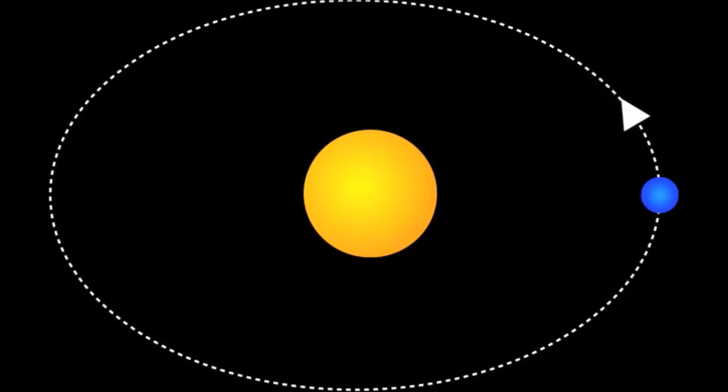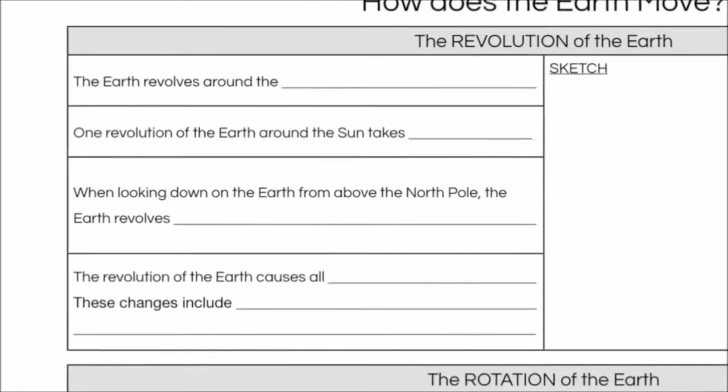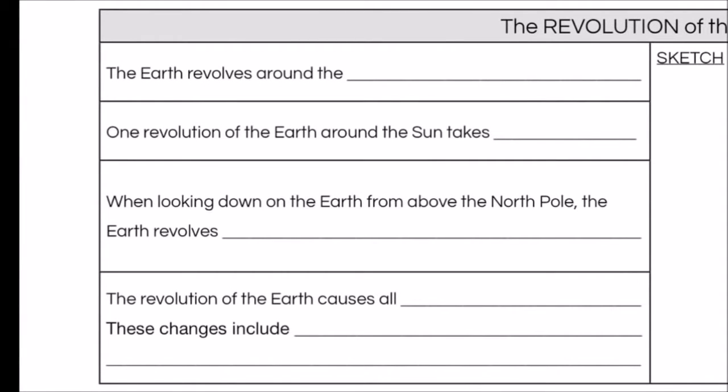Let's jot down some notes about revolution. Take a look at the top box on your handout. First thing is simple. We need to know that the Earth revolves around the sun. And one revolution of the Earth around the sun takes 365.26 days. Or a year. Now you don't need to memorize this number because it can be found in your reference tables.